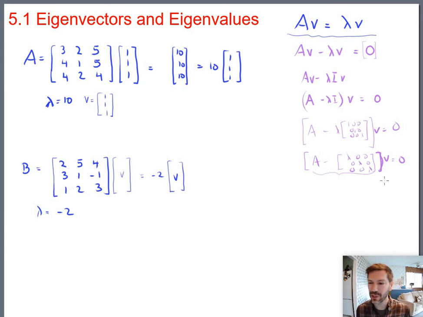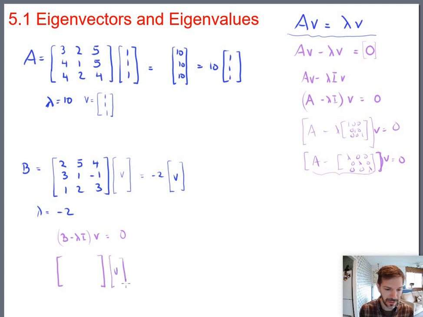So let's take this general idea and apply it specifically over here and say we want to do B minus lambda I times V equals 0. So for us, that's going to look like a 3 by 3 matrix times V equals the 0 vector.